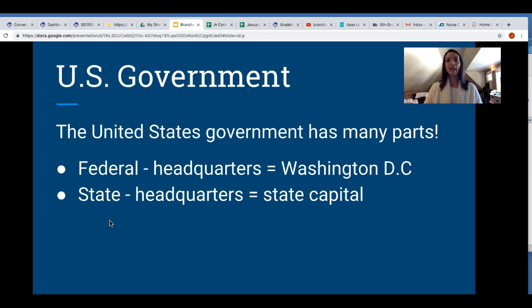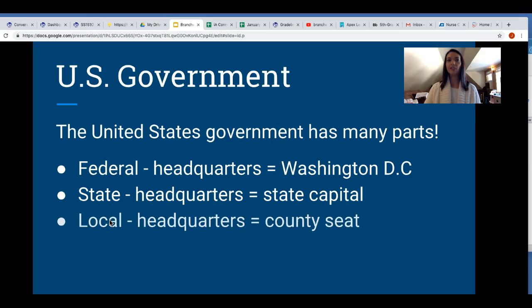Okay, and the next level of government is local. So each of us live in a different county of Washington, and the headquarters for our local governments are located in the county seat. So some of you guys actually might live in the county seat of your county. So that's kind of a different lesson for another day, but I wanted to share with you that there are 3 levels of government. At the top is the federal government, and then state, and then our local governments. Okay, so if you're writing, go ahead and stop the video right there.